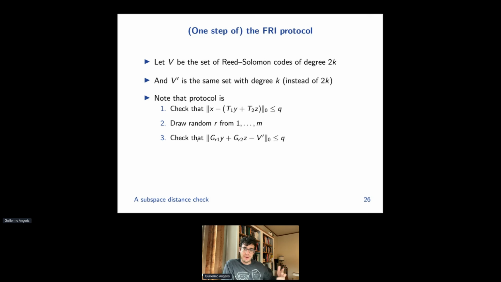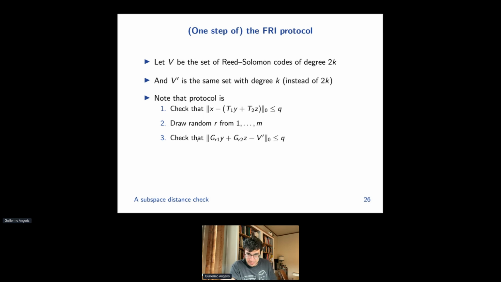That's the high-level idea. And from what we know before, from the recursive decomposition step that we had, if V are the Reed-Solomon codes, then we know that V recursively decomposes into a V prime of degree that's half of the degree of the original. It's the set of even powers, so to speak, of the polynomial. Okay.